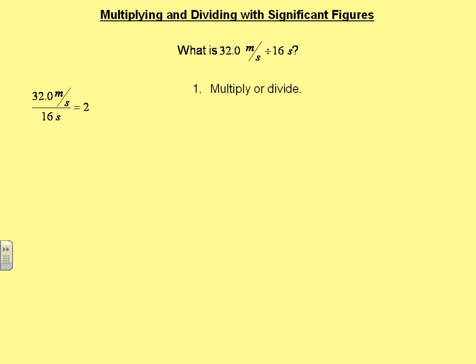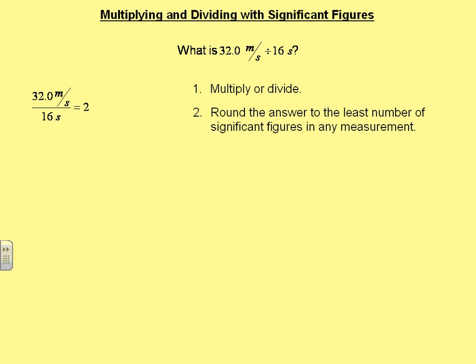But the question then is, where do we round off? Well, we round the answer to the least number of significant figures in any measurement. Well, in the 32.0, the 0 counts because it's after a non-zero digit, and there's a decimal point. That's rule 3. So there are 3 sig figs in 32.0. There are, of course, only 2 sig figs in 16. So according to this rule, then, we need to have 2 sig figs in our answer. And right now, we only have 1.